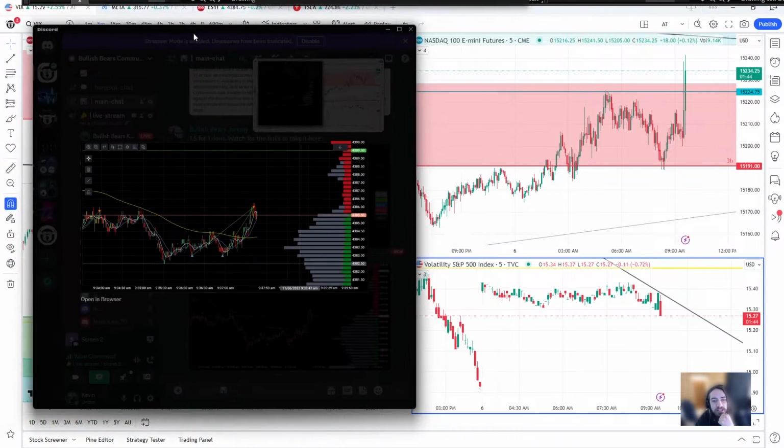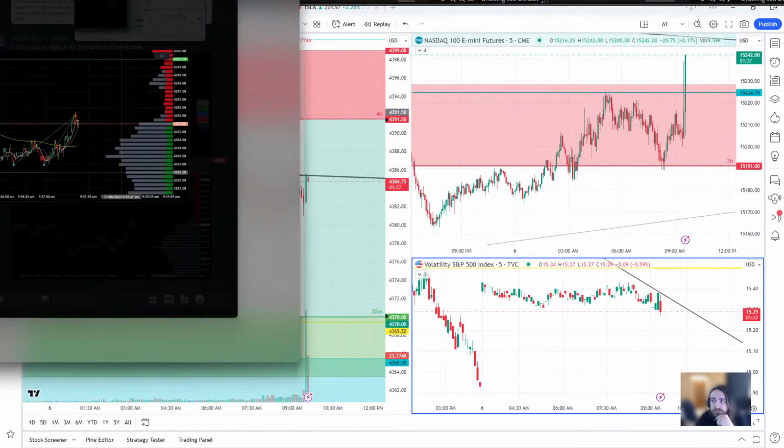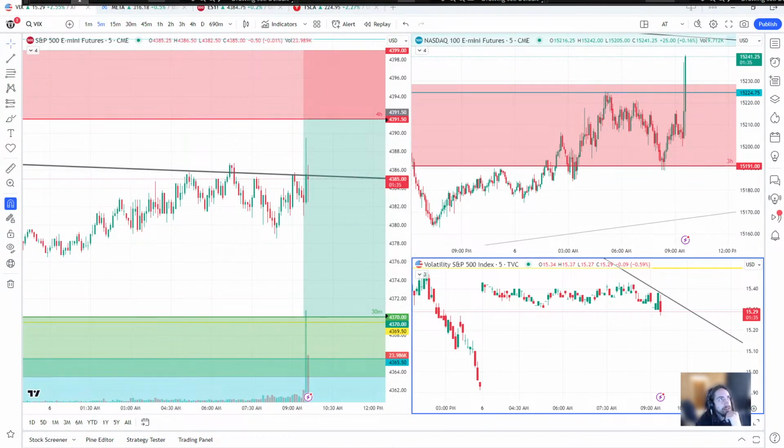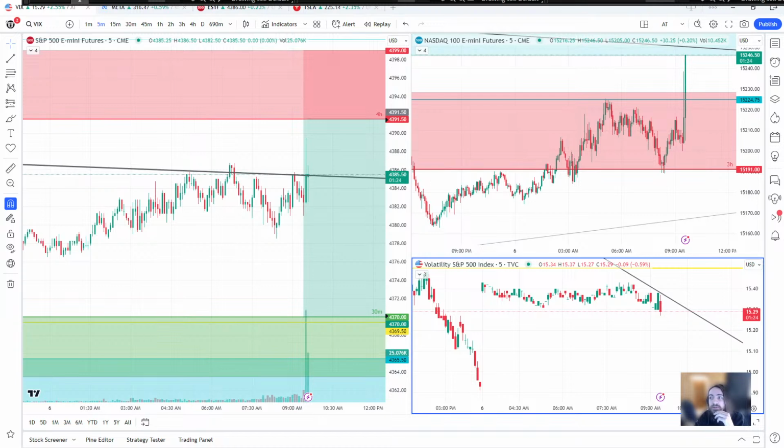Nice. Jeremy's killing it in the chat right now. Nice pop on NASDAQ. Any Bookmap users out there? I've been throwing Bookmap up on one of my charts.